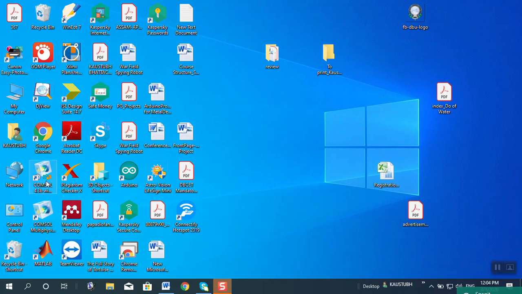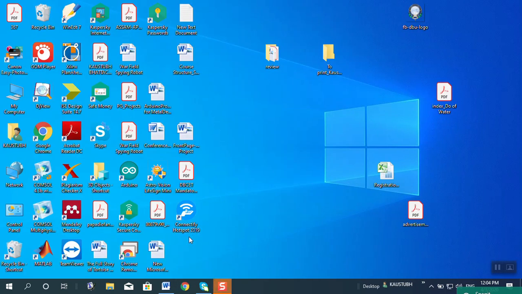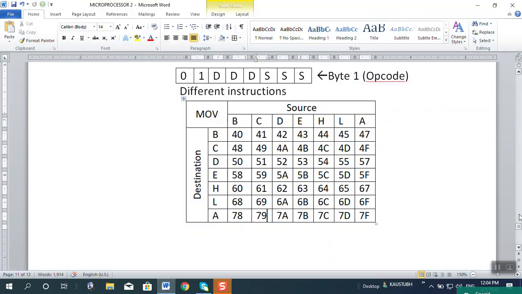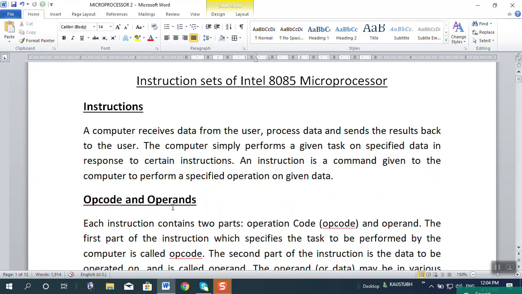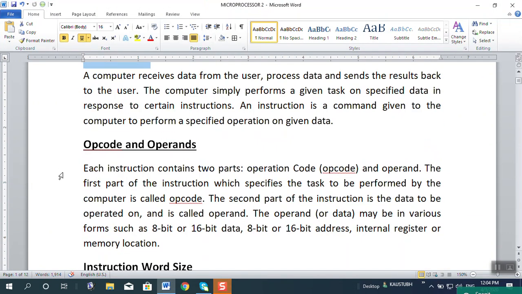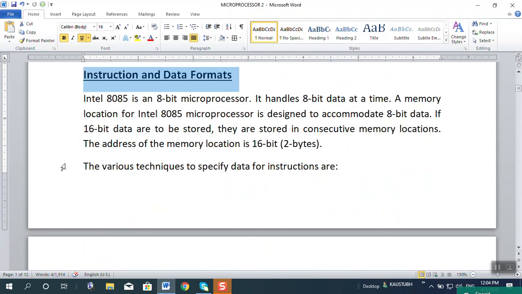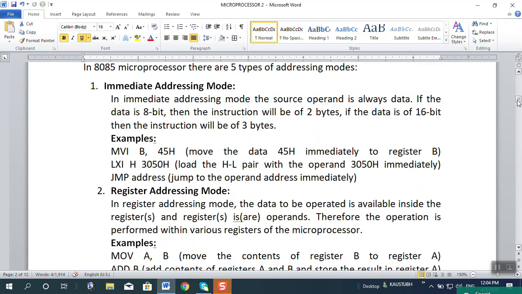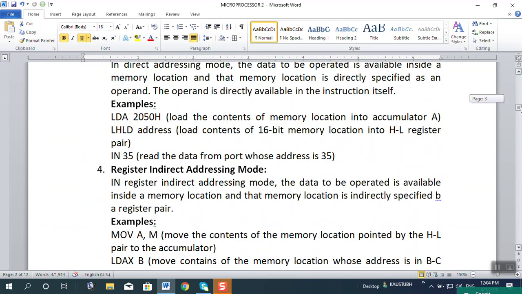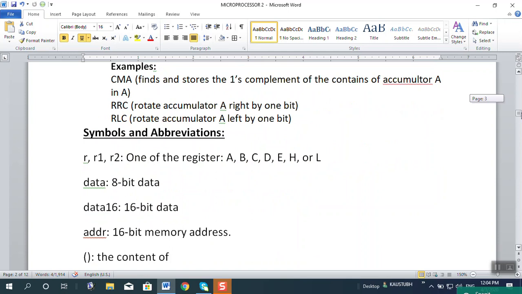Hello everyone. In this lecture, I am going to explain the instruction set of the 8085 microprocessor. Already we have discussed a few things related to the instruction set of the 8085 microprocessor, particularly what is instruction, what is opcode and operand, instruction word size 1 byte, 2 byte, and 3 byte, instruction data formats, addressing modes, 5 different addressing modes: immediate, register addressing, direct addressing, register indirect addressing, and implicit or implied addressing mode.